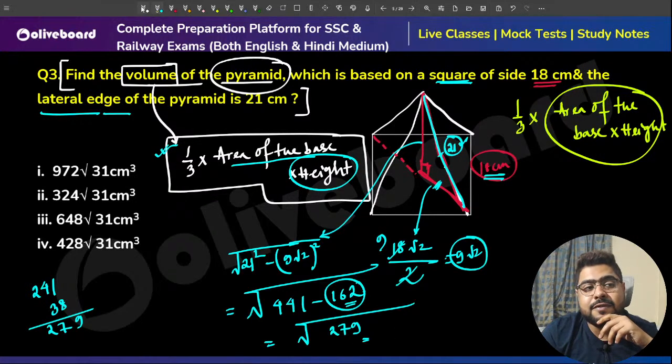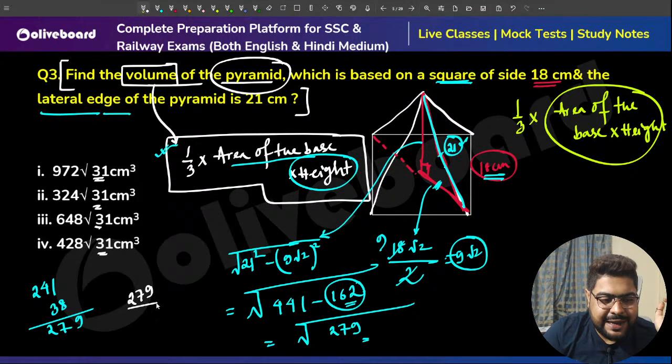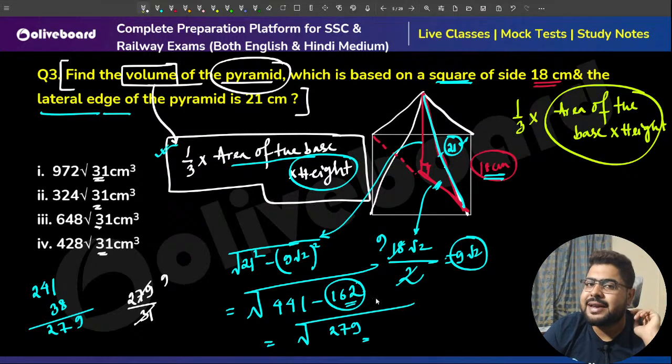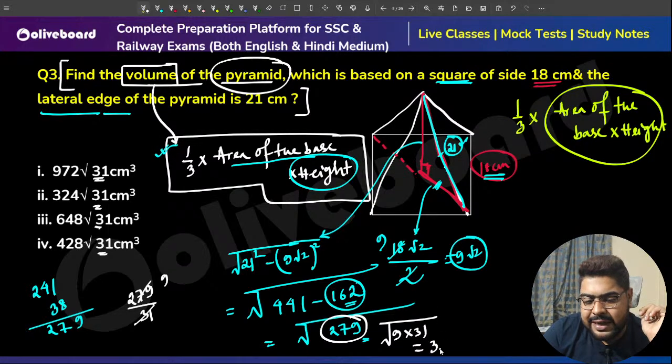279 is a multiple of 31. Okay, this is given. If you do 279 by 31, you see this is 9 times. 3 9s are 27, 1 9 is 9. So that means this is 9 times 31 under root. This 9 will come out as 3, it will be 3 root 31. This is your height, sir.